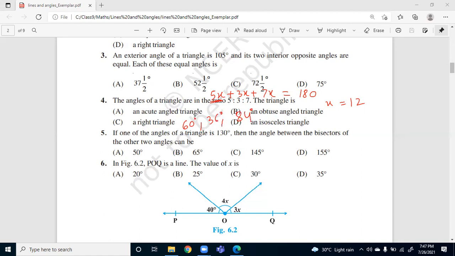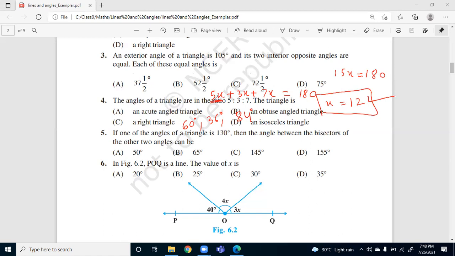Very good. You are correct, but you lack confidence. See, the ratio is given as 5 is to 3 is to 7. Your solution is absolutely correct. So the common ratio is x. So 5x plus 3x plus 7x, add up, will give you 180 degrees. That is the angle sum property. If you solve it, 8x plus 7x, that is 15x, is equal to 180. So you will get x is equal to 12. That is correct.